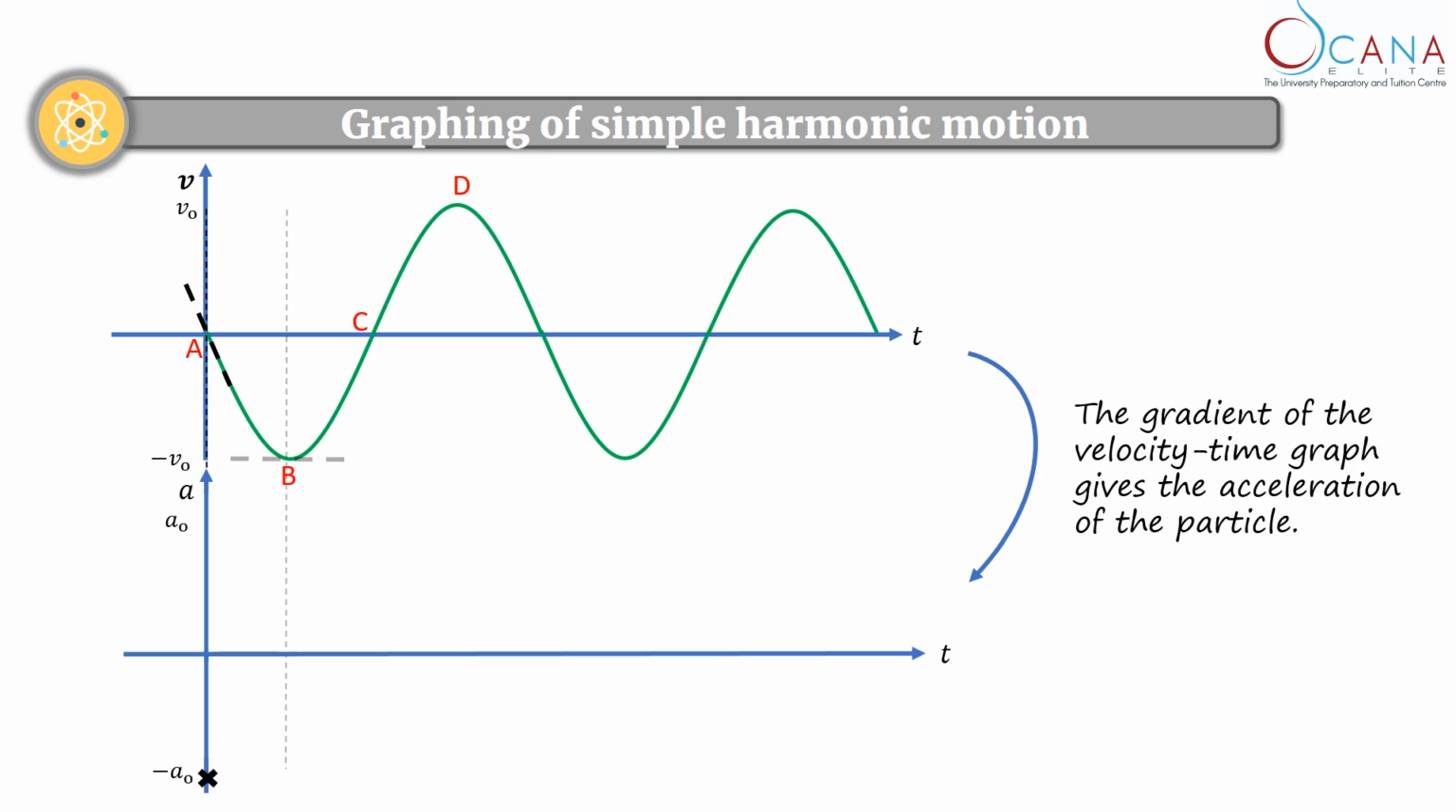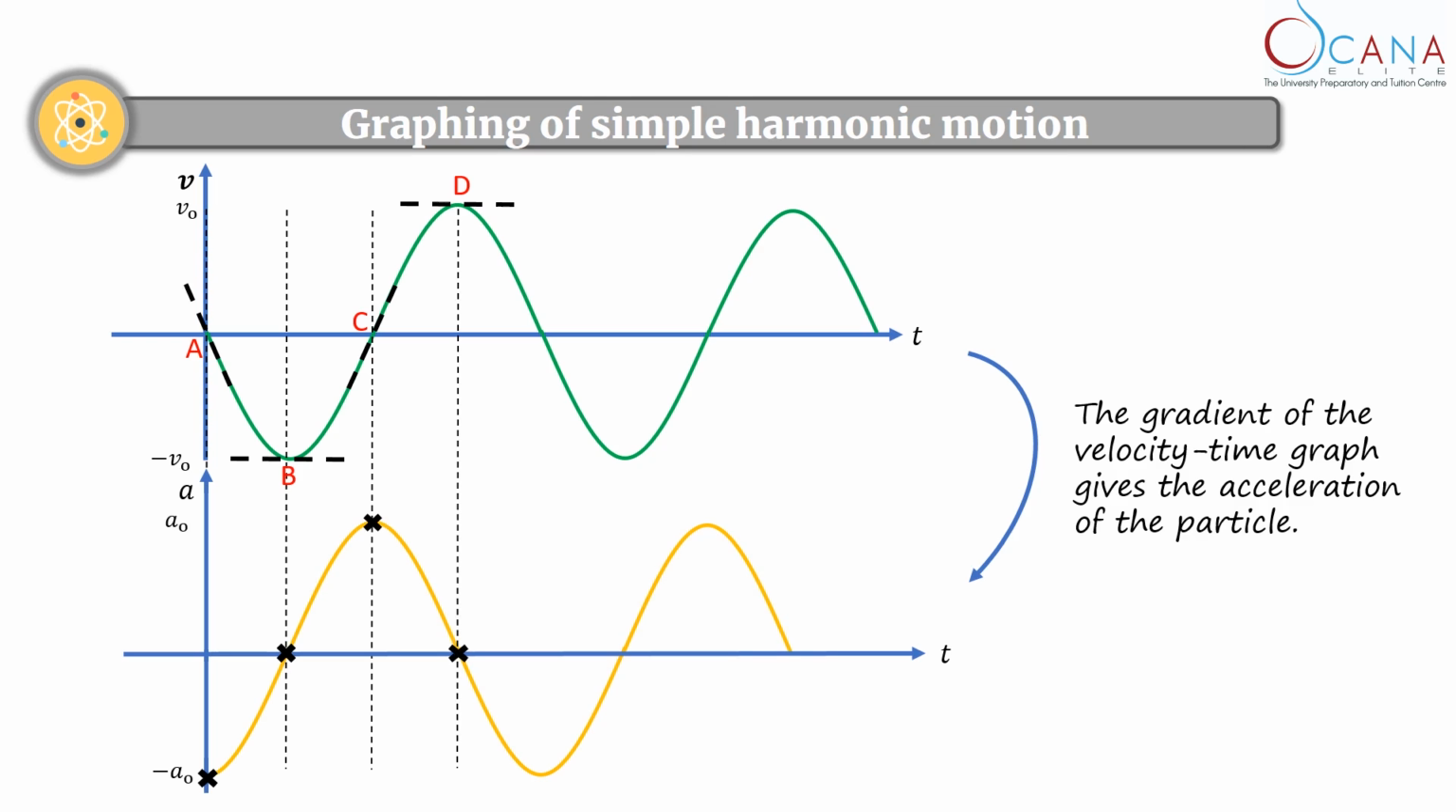At point B, the gradient is 0, so we have 0 acceleration. While at point C, we have a maximum positive gradient, so we also have a maximum positive acceleration. While at point D, the gradient is 0, therefore the acceleration is also 0 at that point. By repeating the process, we can connect more points, and therefore we get the acceleration-time graph.